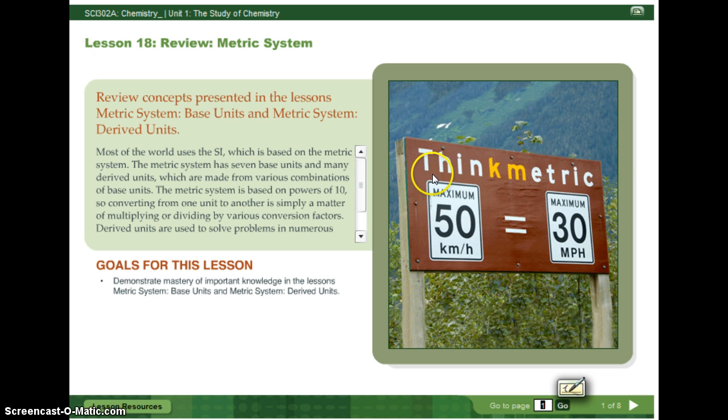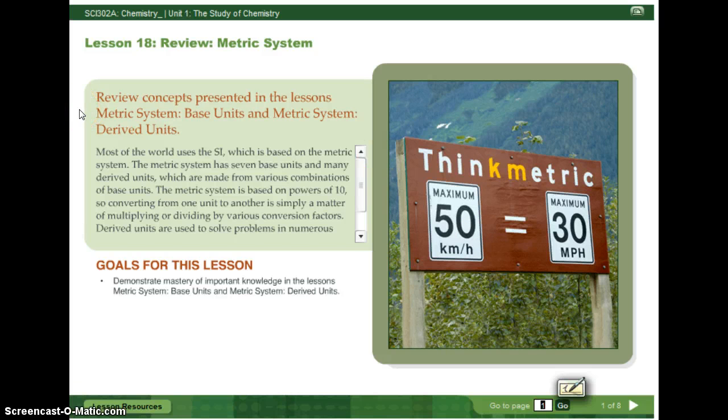I like this sign. Look how it says think metric to remind you that you should be looking at kilometers instead of miles per hour. Okay, so they have this probably in Canada. And so if the maximum is 50 kilometers per hour, you can only go 30 miles per hour. If you're going 50 miles per hour, you'll probably have your driver's license revoked.